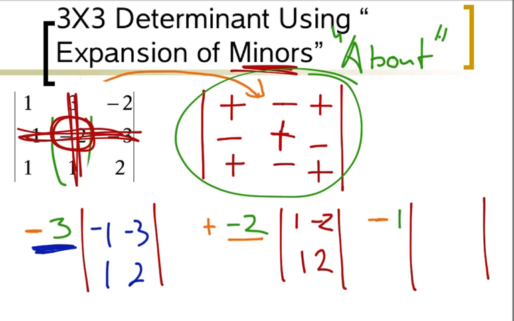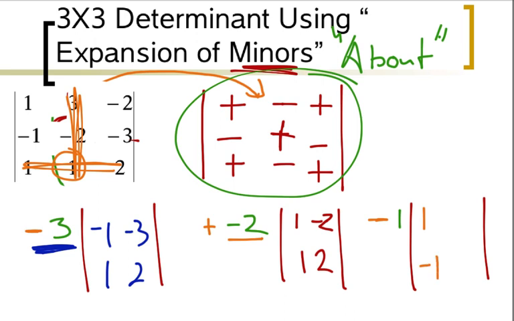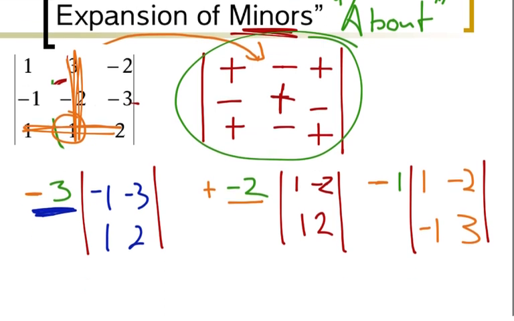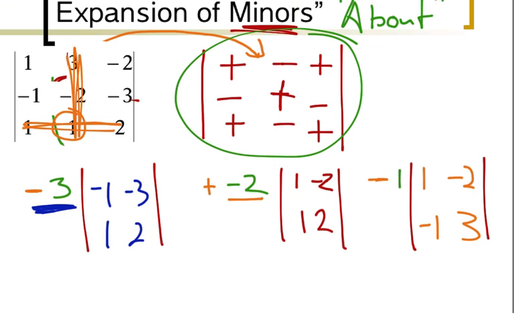I'm going to do it one more time with the 1. I circle the 1 and cross out its row and its column and write what's left over. That's 1, -1, -2, and 3. So now what I've set myself up to be able to do is find the determinant of each one of these little minors. These are called your minors.